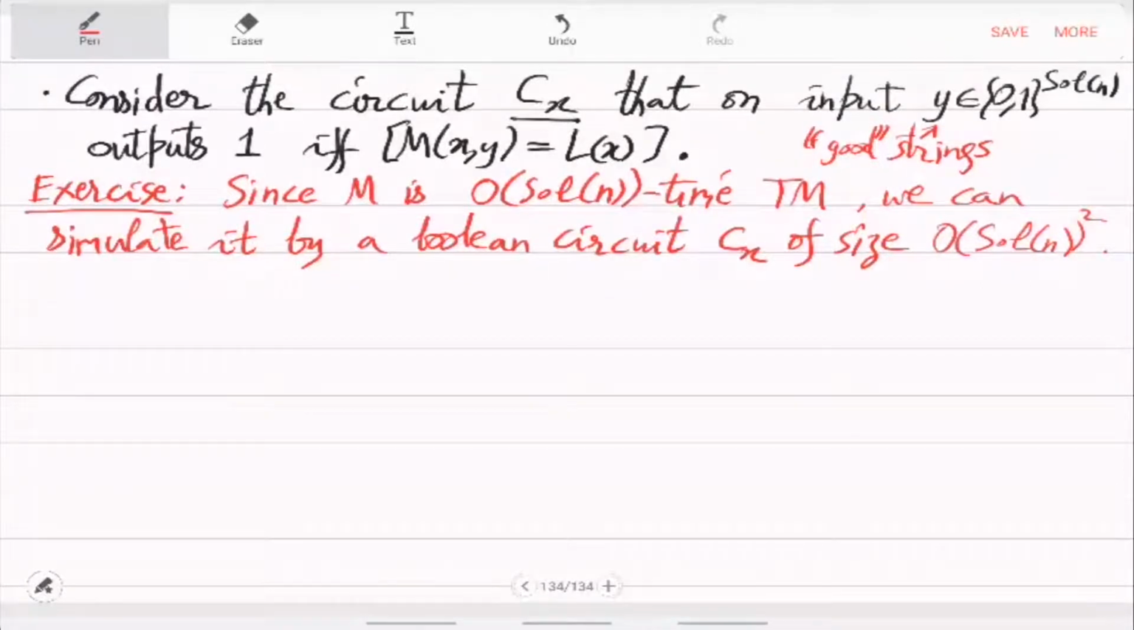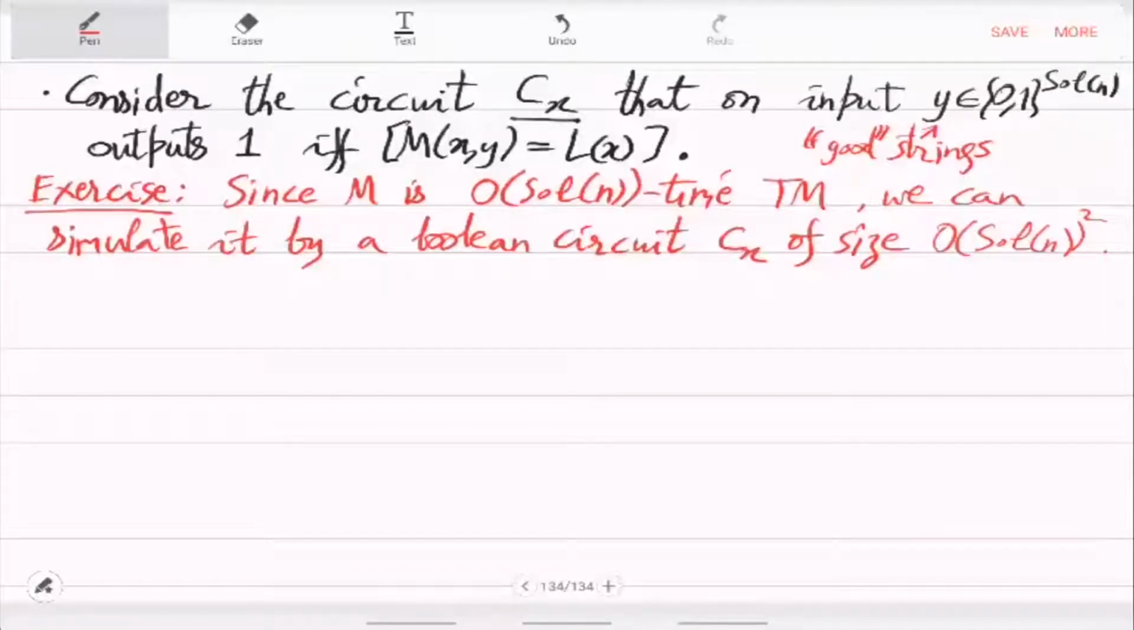Okay, so whatever is the time complexity of the Turing machine, basically every transition step of the Turing machine you can simulate by these AND or NOT gates, and the overall size you can easily show is at most quadratic. In fact, you can show something better also, but for us quadratic is fine. So, basically there is a circuit Cx which on Y is correct, its value is L of x for all these y's in the domain.